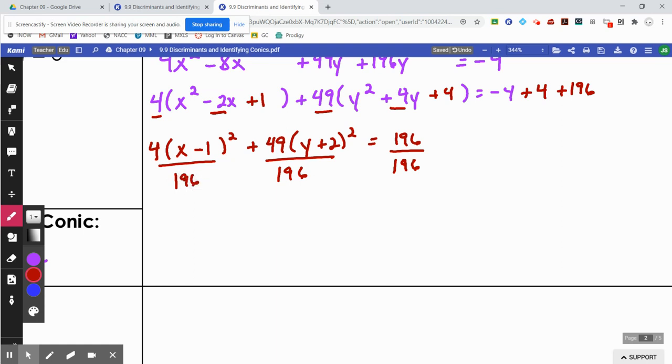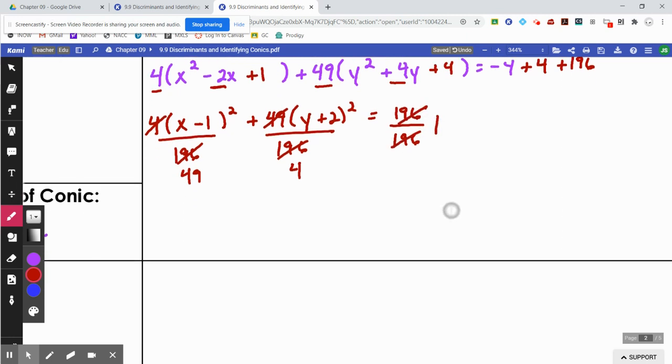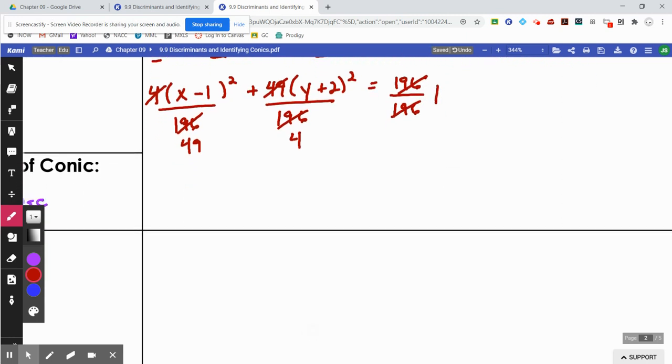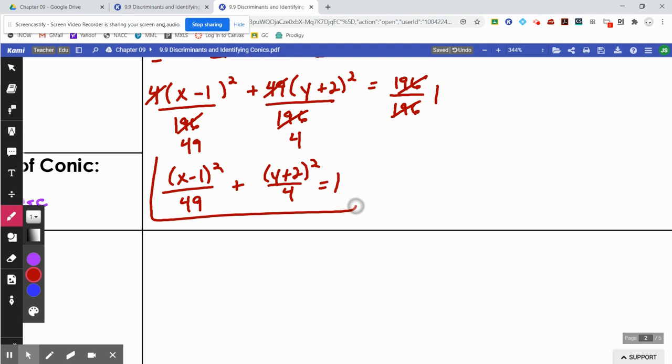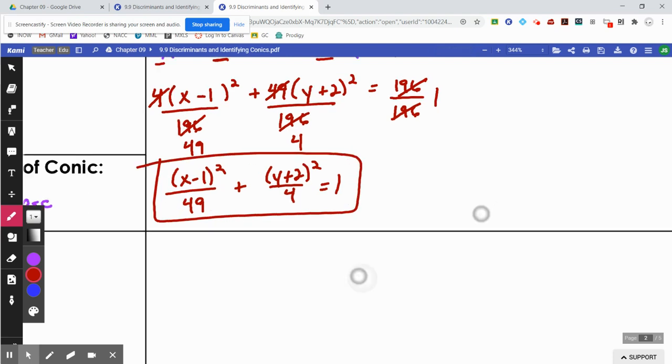Now, they give you nice and neat problems to where these reduce real nice. So that reduces to a 1 and a 49. This reduces to a 1 and a 4, and this reduces to 1. So my standard form is going to be x minus 1 squared over 49 plus y plus 2 squared over 4 is equal to 1. There's your standard form. Let's go ahead and graph it.